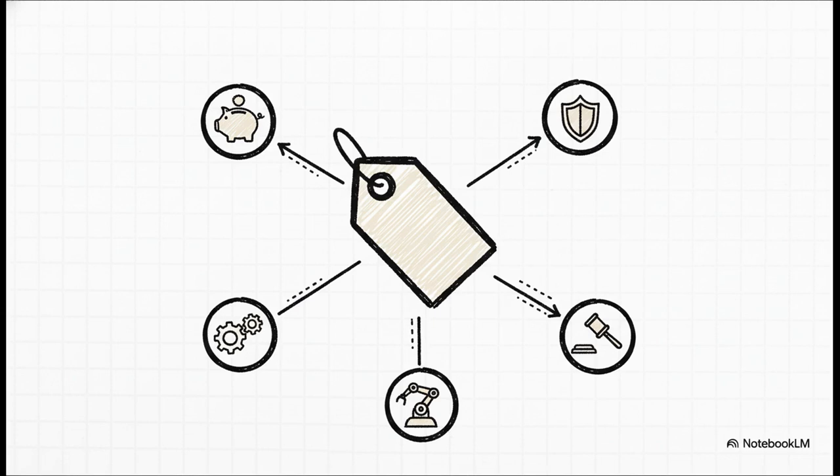But here's the kicker, and this is what makes tags so powerful. They are not just for tracking costs. Not at all. You can use them for security, for managing operations, for compliance, even for automation. They are like a Swiss Army knife for cloud management. A single tag can give valuable information to finance, security, and your tech teams all at once.